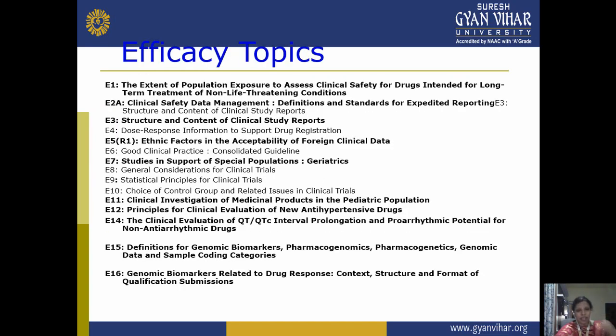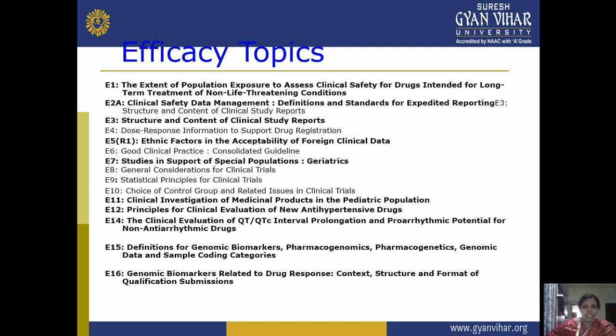Now next is the efficacy topic. Q for quality, E for efficacy. So we have discussed that we have to maintain the quality and efficacy. So efficacy topics are E1, E2, E3, E4, E5, E6, E7, E8, E9, E10, E11, E12, E14 (E13 is not there), E15 and E16. So these subtopics are there. We will discuss what they cover.